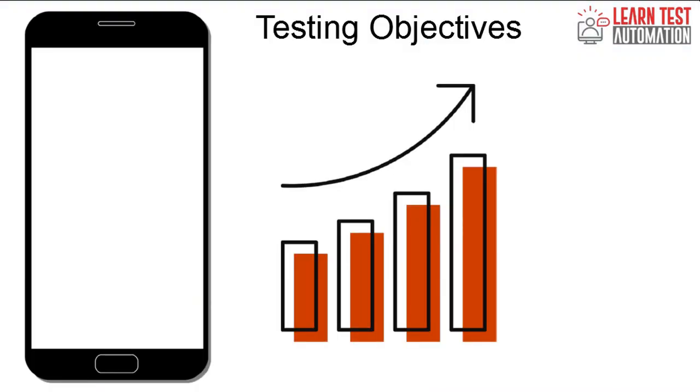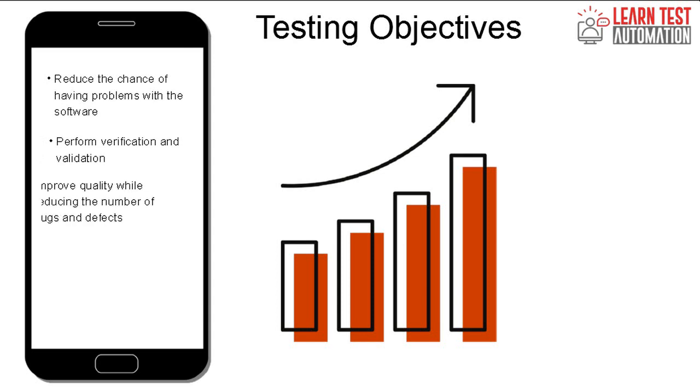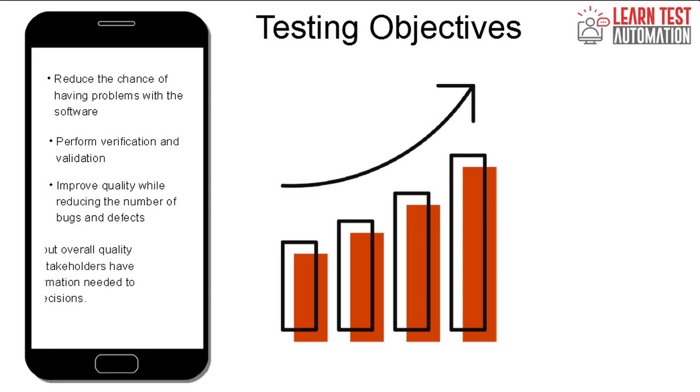So when you're doing testing, there's a couple of different objectives that you're really wanting to focus on. You want to make sure that you're reducing the chance of having problems with the software. Perform verification and validation on that software. Improve the quality while also reducing the number of bugs and defects. And report out the overall quality so stakeholders have the information they need to make key decisions.